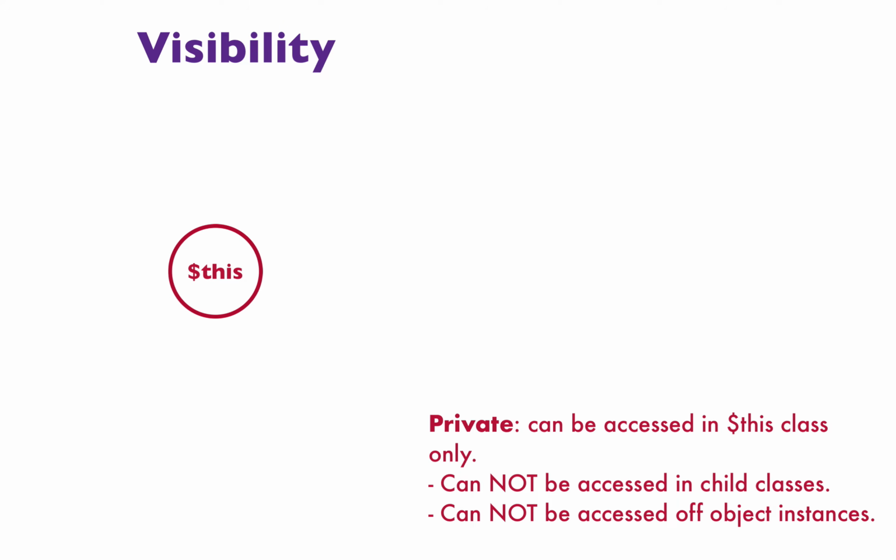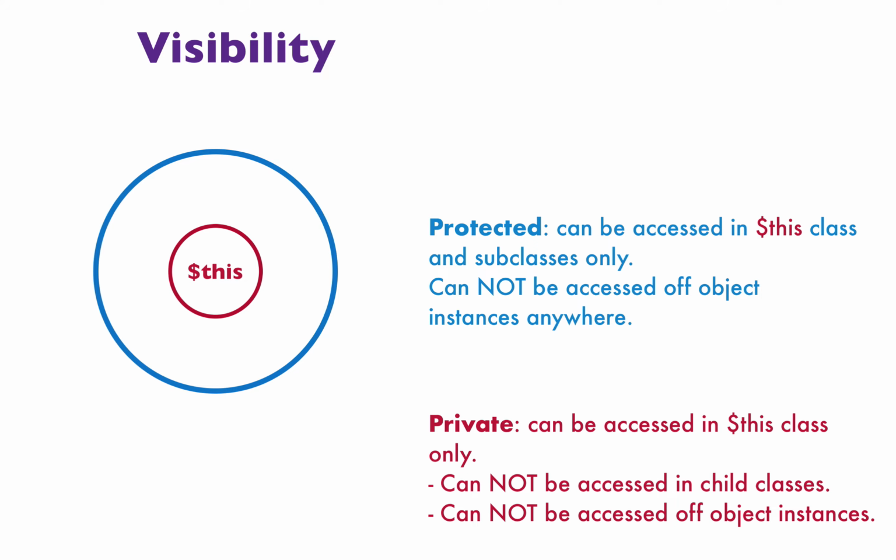So this is how visibility works. At our most restrictive level, we have private properties and methods. They can be accessed in the defining class only. They cannot be accessed in child classes, and they cannot be accessed off object instances. Moving the scope outwards, we have protected properties and methods. They can be accessed in the defining class and subclasses only. They cannot be accessed off object instances anywhere, i.e. they can't be accessed anywhere outside of a class.